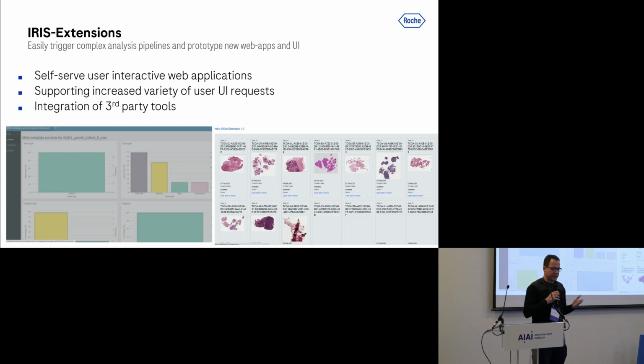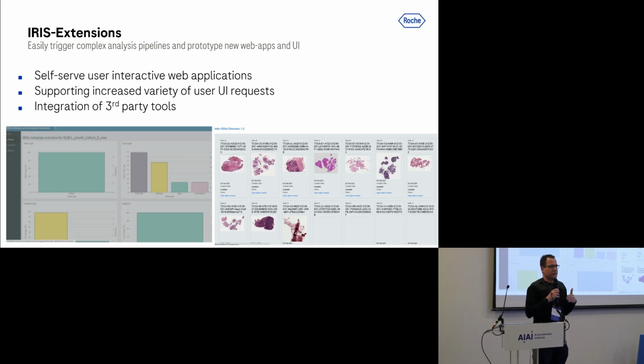So this enabled us to conceptualize what we now call Iris extensions. Iris extensions are interactive web applications that are connected to our platform via our API libraries like Pyris. And so they can be developed, uploaded, and triggered at will by any user.